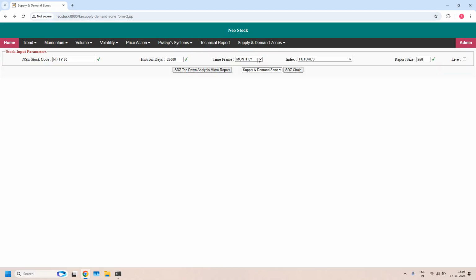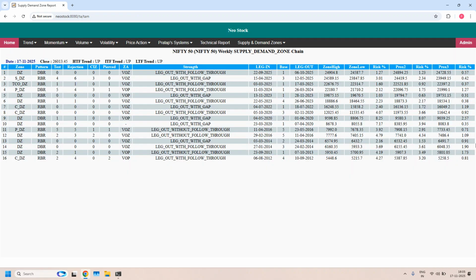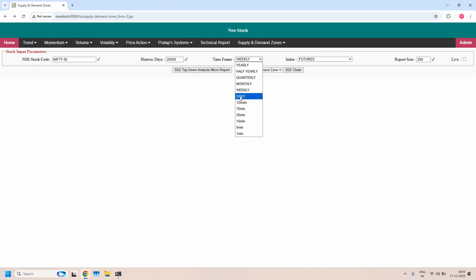Next, generating weekly supply demand zone chain for NIFTY. Next, generating daily supply demand zone chain for NIFTY.